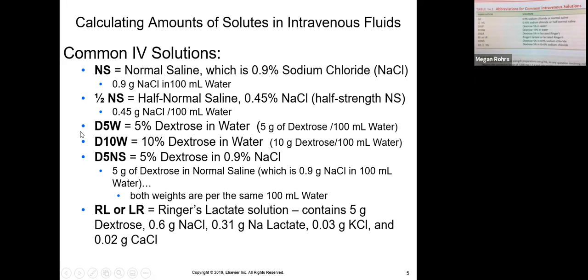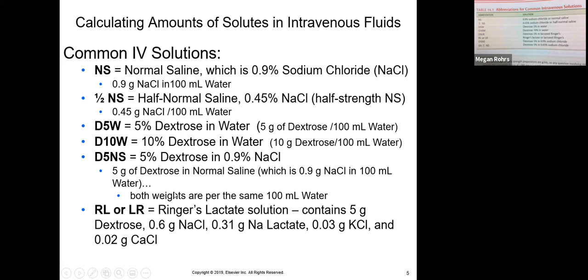You can also have solutions that are combinations of dextrose and saline. So like this one, D5NS, 5% dextrose in normal saline, which we said was 0.9% sodium chloride. So 5% dextrose in 0.9% sodium chloride. So that means that there's 5 grams of dextrose in every 100 mils of water, and also 0.9 grams of normal saline in every 100 mils of water.